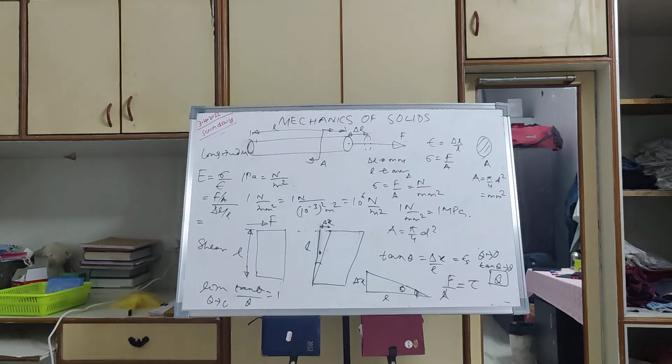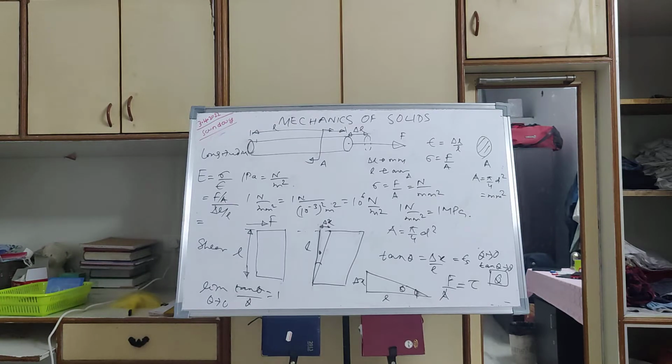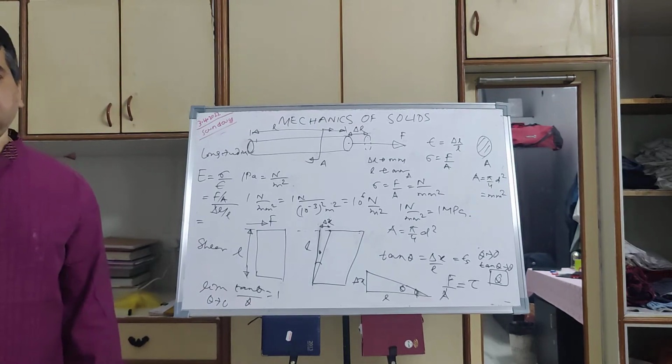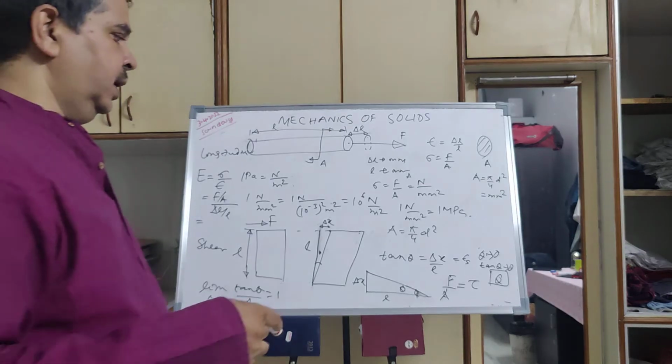You have studied strength and Young's modulus in the table last time for different elements. The Young's modulus will be nearly 1000 times more than the strength. That is just a thumb rule.